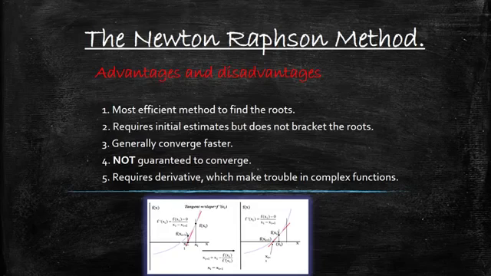It is the most efficient method to find the roots. It requires an initial estimate but doesn't bracket the roots. It generally converges faster, but is not guaranteed to converge. Means if your initial guess is not appropriate according to the root, then it will not converge. It will diverge from your roots. It requires a derivative, which makes trouble in finding the roots of complex functions.